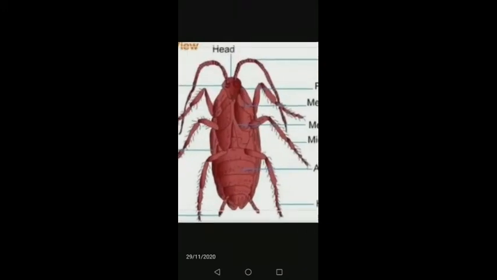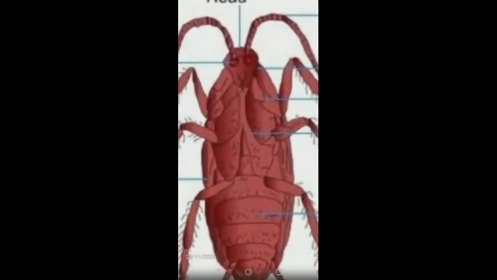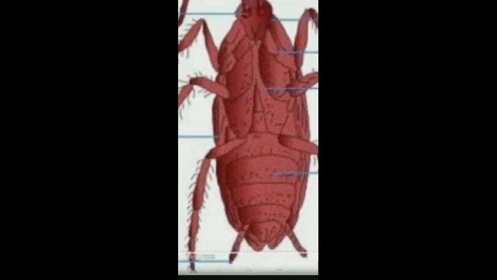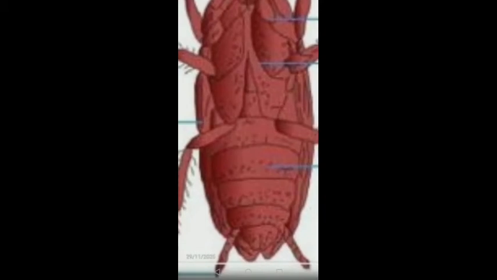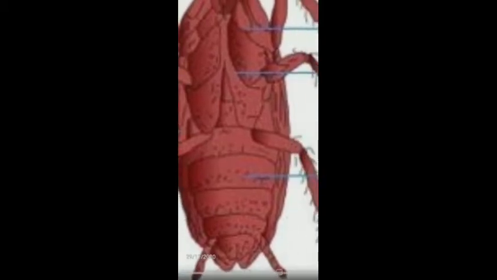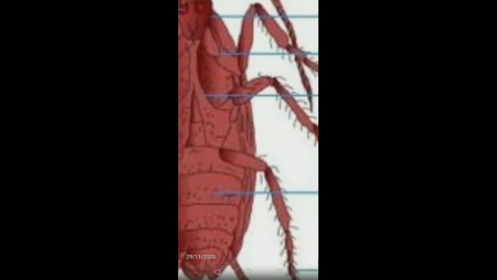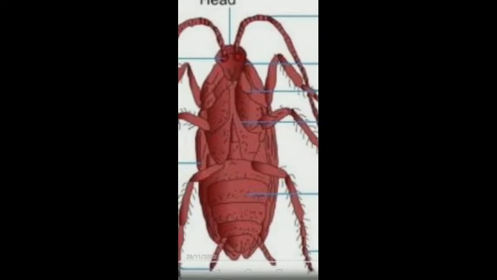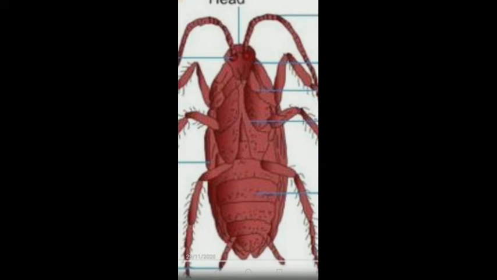Here can you all see, this is the head, and below that head is the thorax, and afterward this is what we call the abdomen. The entire body is covered by a hard, brown chitinous exoskeleton. So the entire body is covered by a hard shell-like structure.